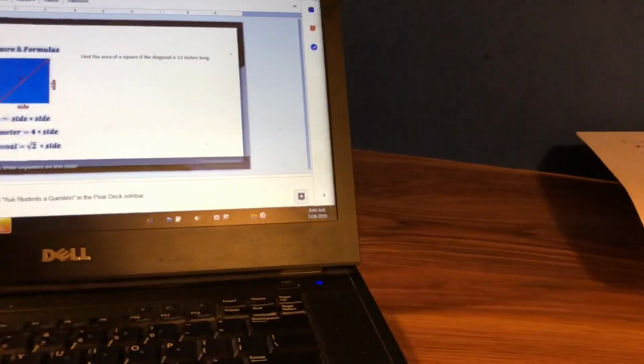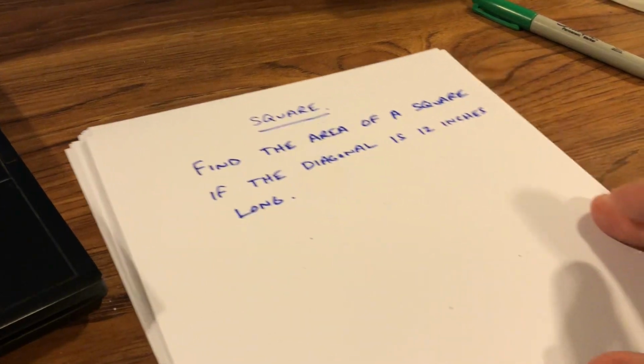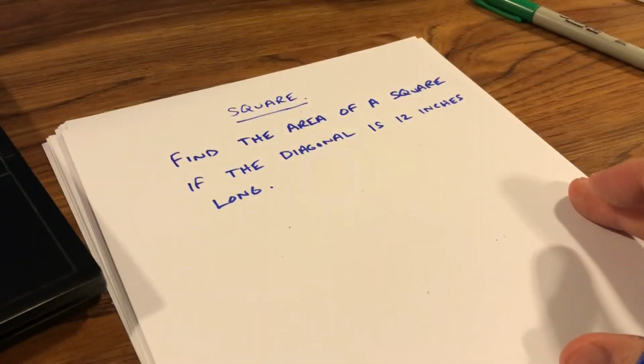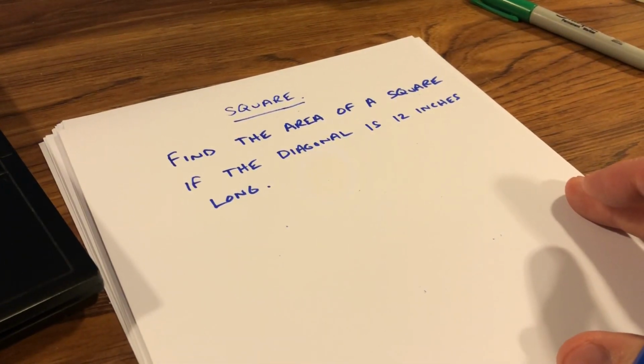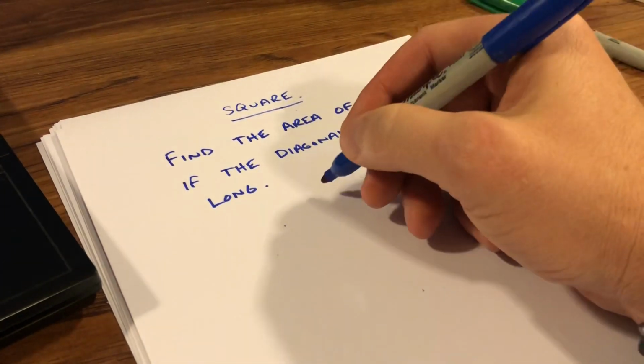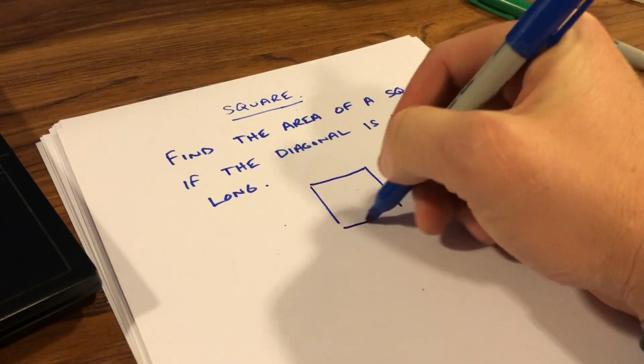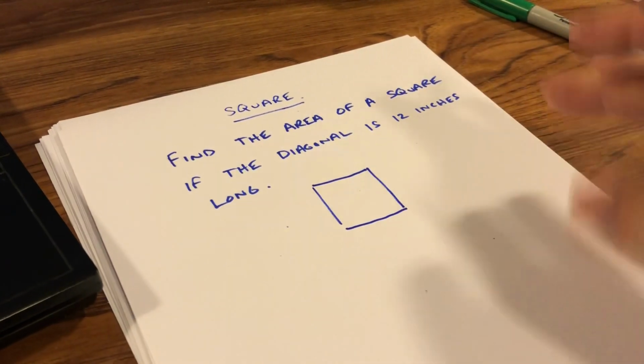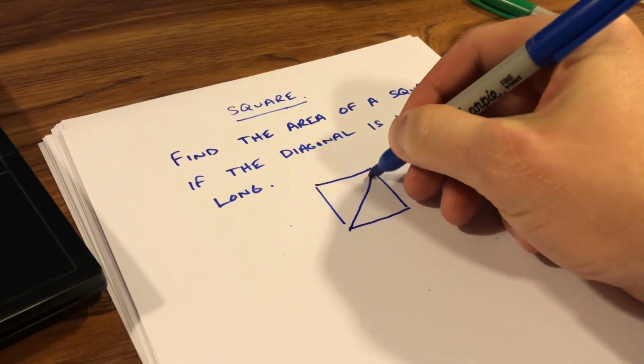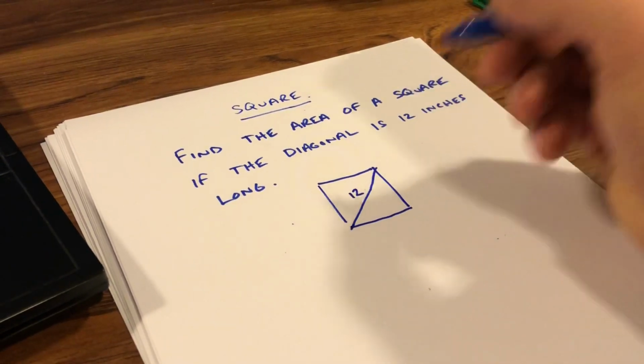Now we're going to look at a basic example here with a square. Let's take a look at the example we're going to do here today. It says find the area of a square if the diagonal is 12 inches long. Again, like I said with the rectangle problems, first thing we want to do is draw a picture. So we draw a picture here of a square. They're telling us that the diagonal is 12 inches long. So we're going to say that that is 12.